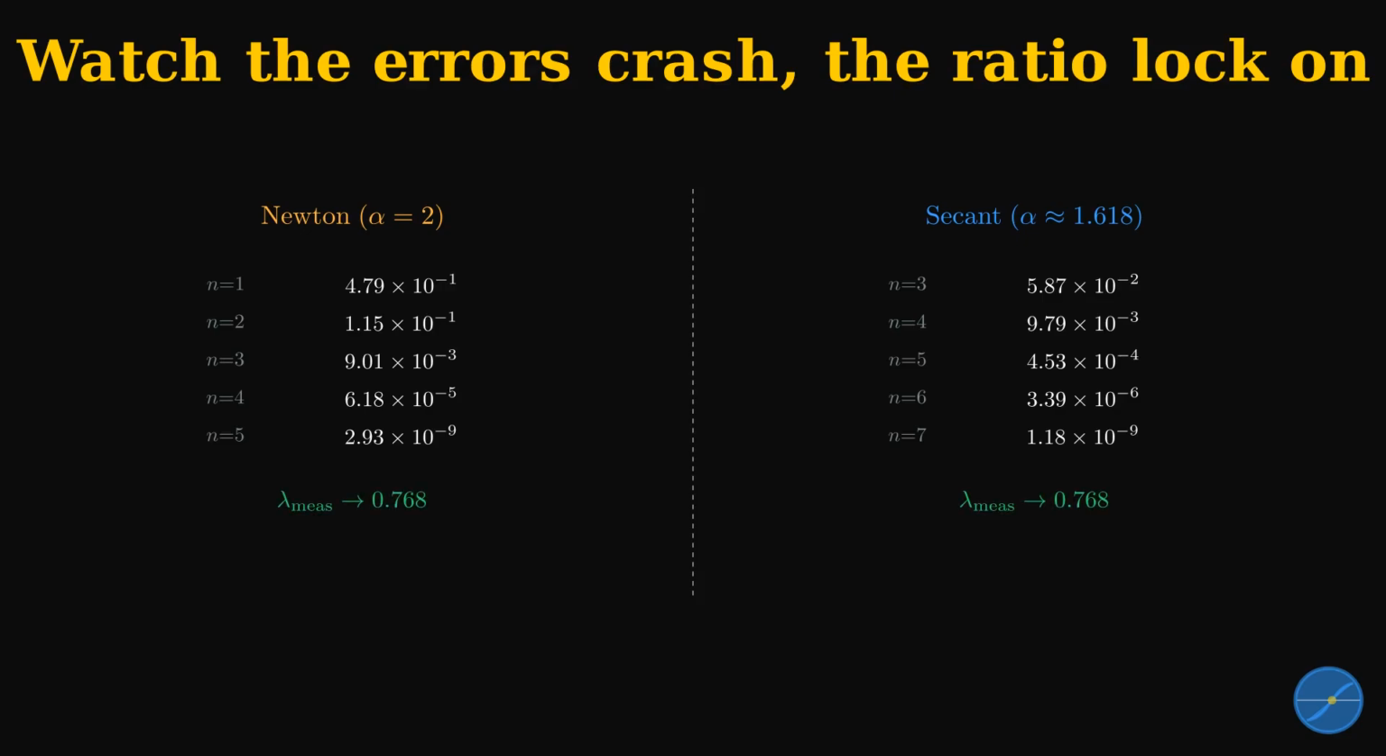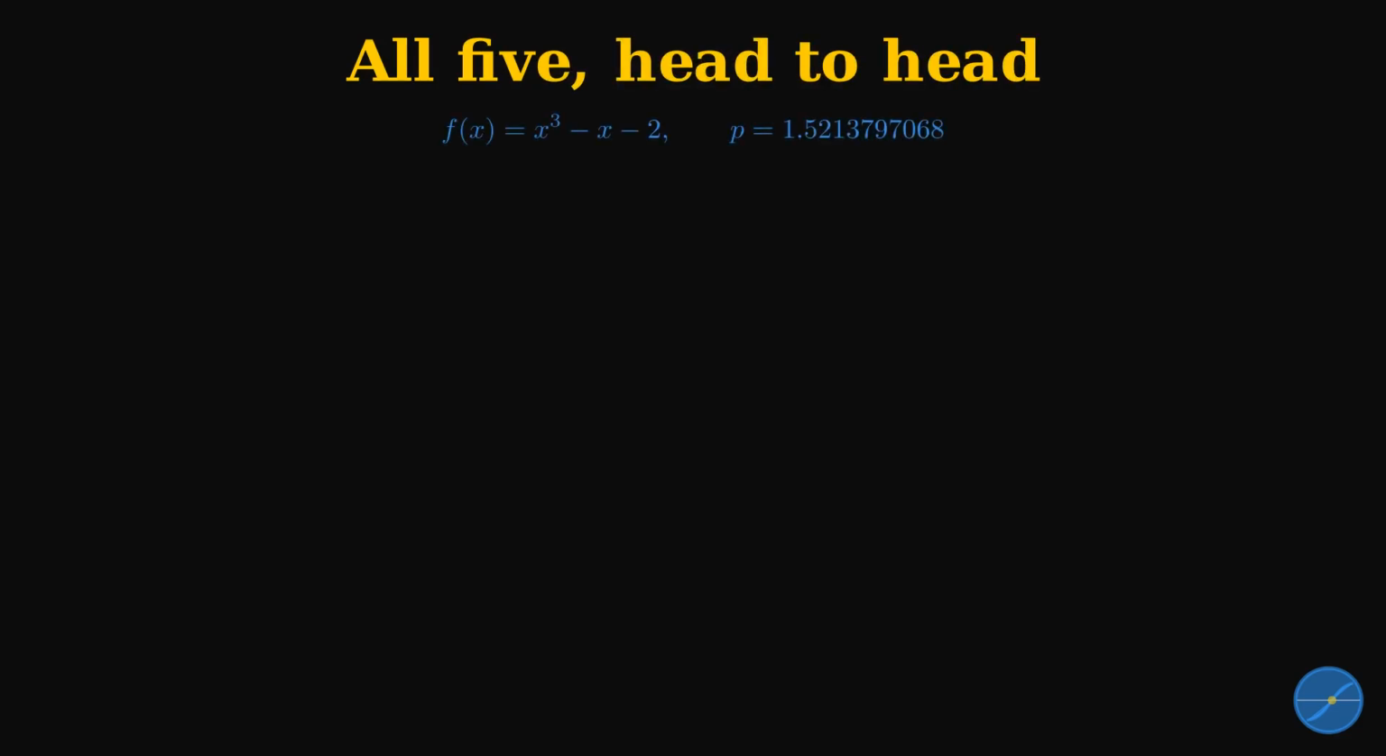But both measured ratios land on the same lambda, and it's exactly the value we derived, f double prime over 2 f prime, measured, not asserted. We have ranked them by order. Now watch all 5 race on our running example.